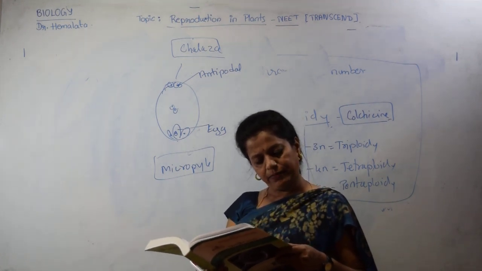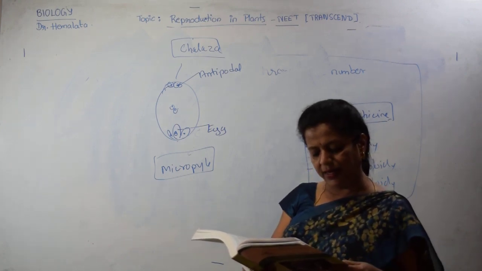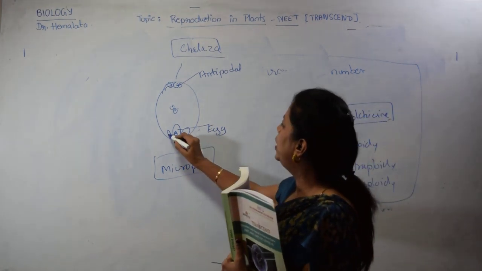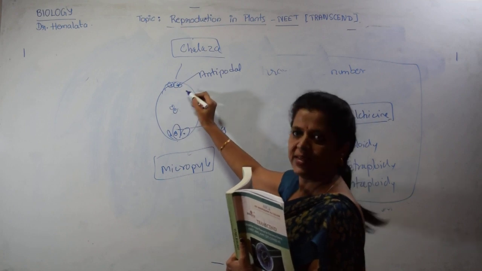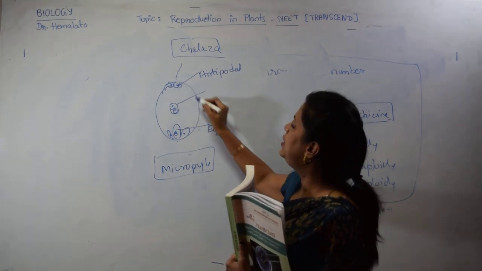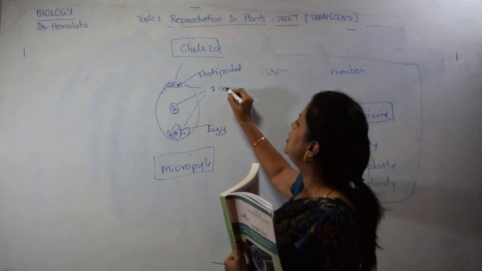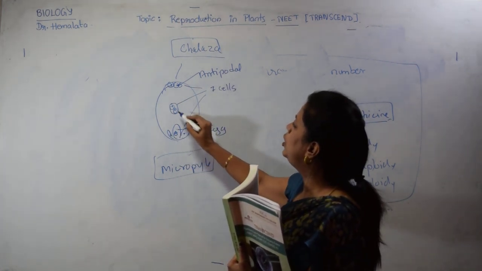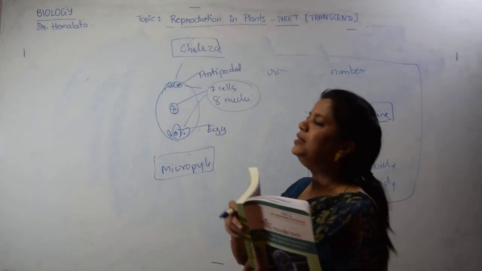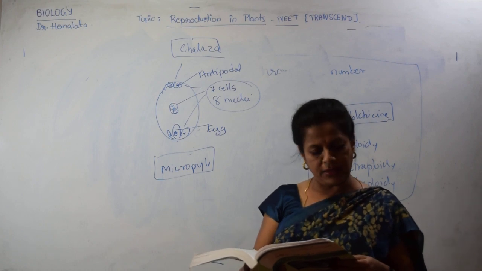The third statement gives that a typical angiospermic ovule has 7 celled and 8 nucleated embryo sac at maturity. See here, 1, 2, 3 cells, 1, 2, 3, totally 6 cells, and at maturity they will fuse, that becomes a 7 celled. These are 3, these are 3, this is 1. So totally 7 cells are there, and nuclei 1, 2, 3, 4, 5, 6, 7, 8, 8 nuclei are there. At maturity, this is a 7 celled and 8 nucleated embryo sac. That is right. That's the right option.